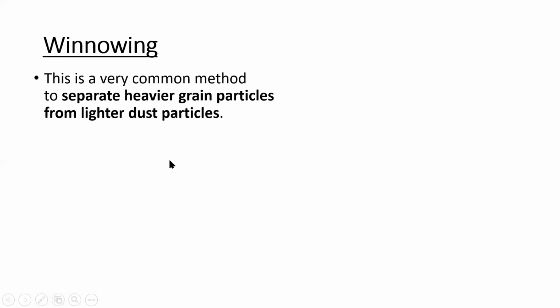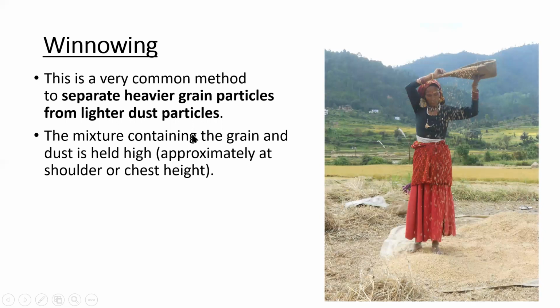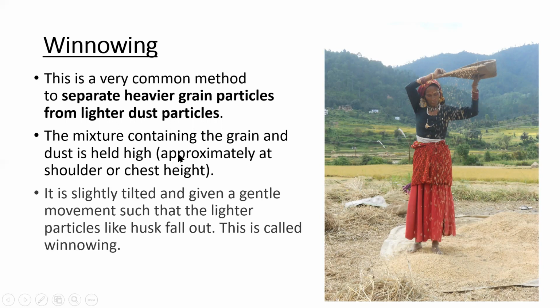Next method is winnowing. This is a very common method to separate heavier grain particles from the lighter dust particles. As you can see in the picture here, the grain is to be held at the level of shoulder or maybe above the head. It is to be tilted and a gentle movement is to be given so that slowly the grain will fall on the ground, and the wind that is blowing will carry away the dust and dirt particles, the lighter husk out of that grain, and we will get clean grains on the floor there.